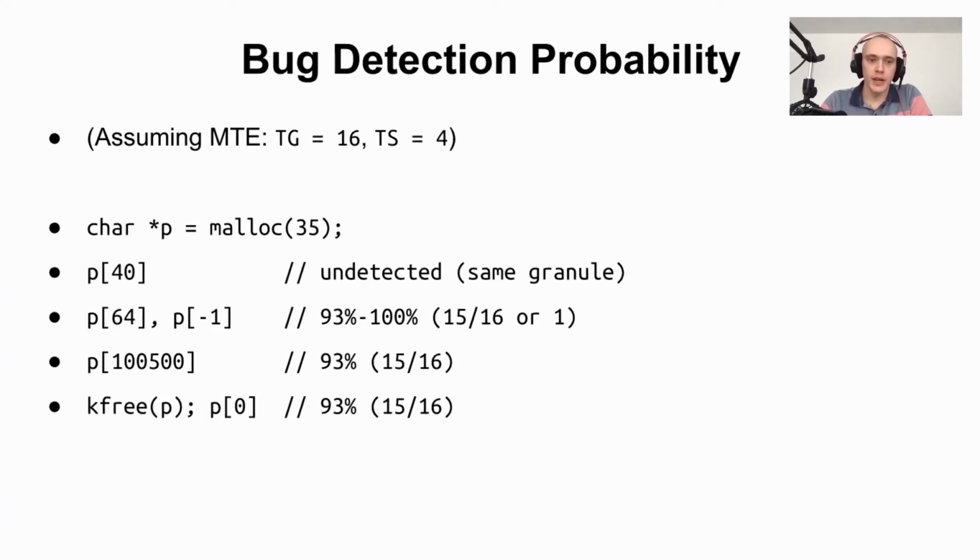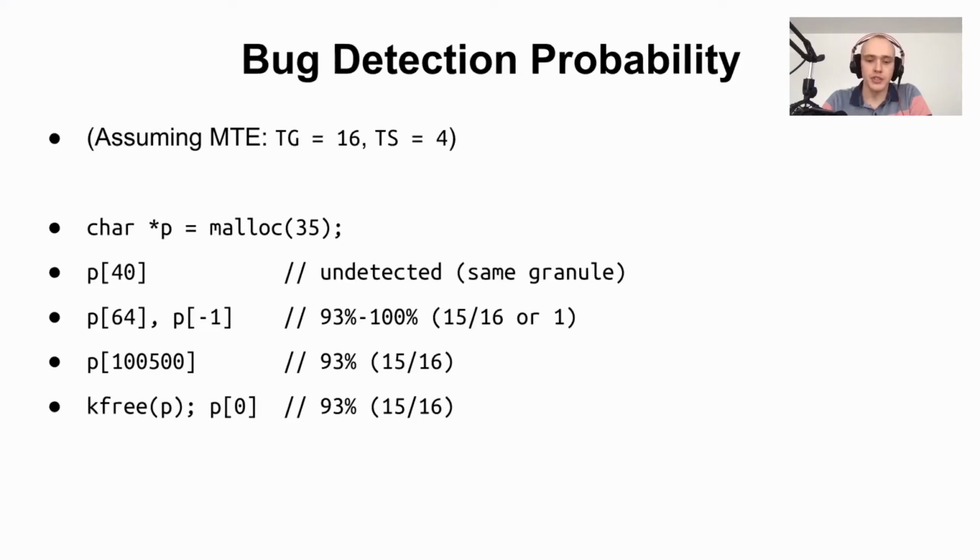If you're accessing the next granule, the fourth granule with offset 64, there is still a chance, if the tags are assigned randomly, that the tag on the next granule will match the tag on our object. The chance of this, if we're assigning tags randomly, is 1 out of 16. It's up to the implementation, but the implementation can make sure that objects that are next to each other in memory get different tags.